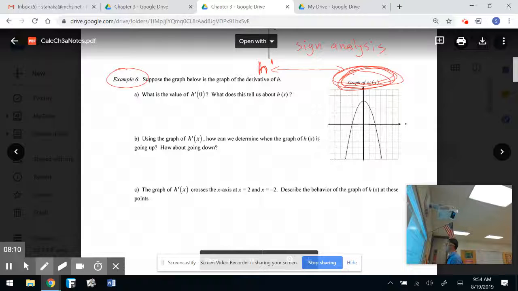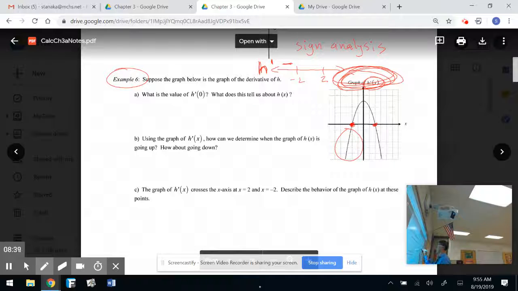All right? Now, what do we put on our sign analysis? We like to put whenever we have zeros. So since h prime is 0 at -2 and 2, I'm going to go ahead and do that right there. Okay, and then I'm going to write on my sign analysis what's happening with my graph. If you look here, before I get to -2, all of my values are negative. So I'm just going to put a negative sign right there.